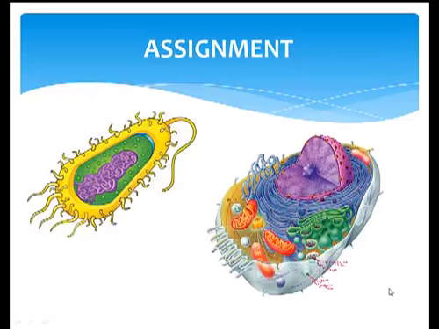Now for your assignment, I would like you to please make a model of a prokaryotic and eukaryotic cell, labeling each structure of each cell. You can do this with Play-Doh or with styrofoam, however you feel fit to get creative in creating both cells. And this assignment will be due in a week, and I hope to see very creative models of both prokaryotic and eukaryotic cells.